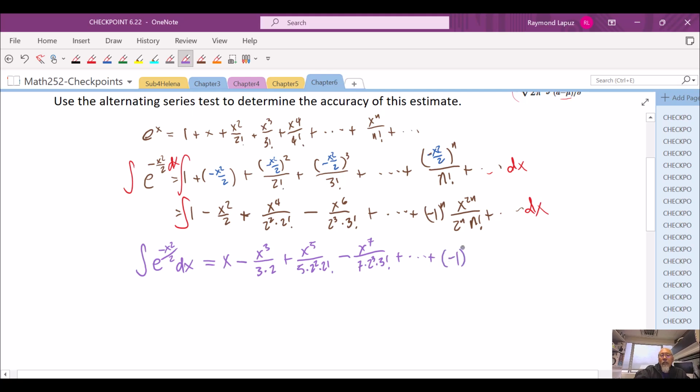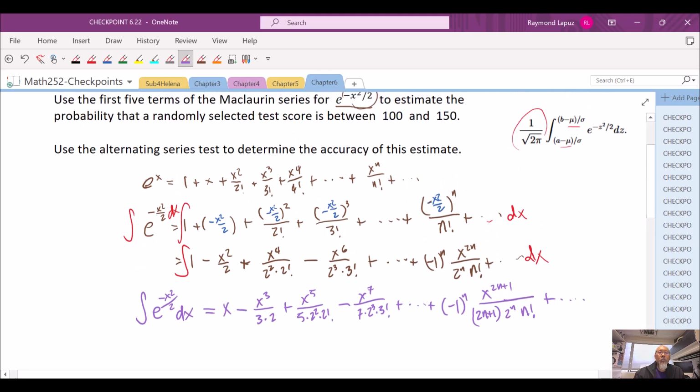Negative 1 to the n is a constant with respect to x, and so you'll have x to the 2n plus 1 over 2n plus 1. That's the integral part. And then the 2 to the n and the n factorial are constants in the denominator, so they'll stay in the denominator after you integrate. So this is your antiderivative. Now we're going to put in the values.